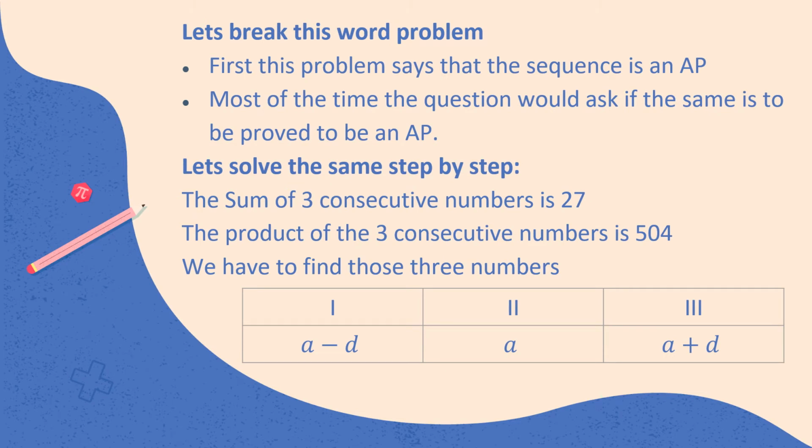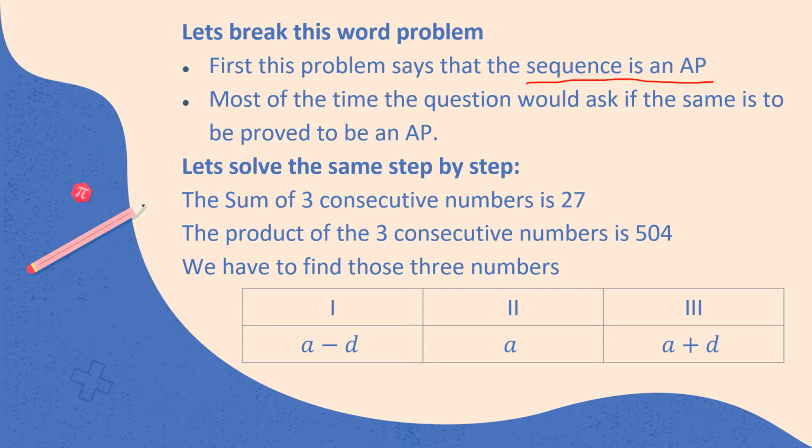Now let's break this word problem. Read the problem. And what does the problem say? The sequence is an AP. So it is already an arithmetic progression. So you don't really have to do T2 minus T1 is equal to T3 minus T2 and so on. We don't want to do that right now because we already know that this problem is an AP.